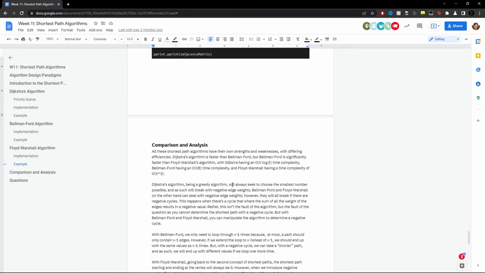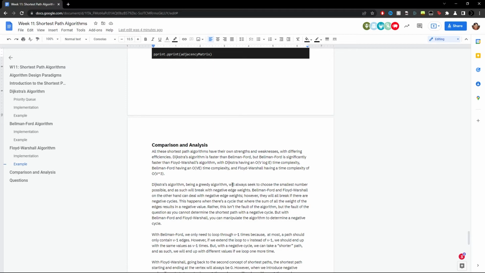And that's not the fault of the algorithm if we have a negative cycle. Rather, it's the fault of the question, as you cannot determine the shortest path with a negative cycle. Since if you just keep looping around the cycle, you'll always end up with a smaller and smaller number, and that's going to be a shorter path. And in the end, you're going to end up back at the same location with a shorter path. And as such, that also breaks the key concept of the shortest path algorithms, where if you start and end at the same location, you should always end up with 0.